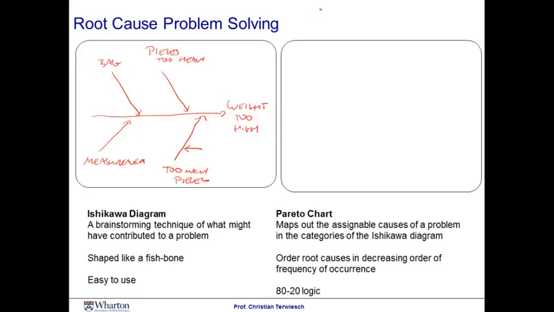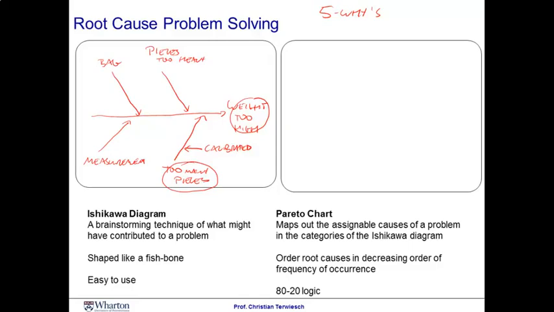A famous technique in the Toyota production system is known as the 5 whys. When you're root cause problem solving, you keep on asking why? The bag was too heavy? Why? Well, there were too many pieces in there. Why? Well, the machine that was putting the pieces in was poorly calibrated. Why? And so on, until you really get to the root cause.